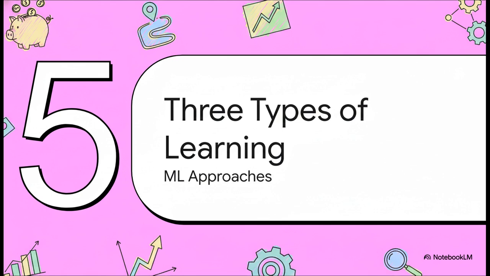So it turns out not all machine learning is created equal. There are actually a few different ways or styles of how a machine can learn, and they pretty much all fall into three main buckets. Let's take a quick look.